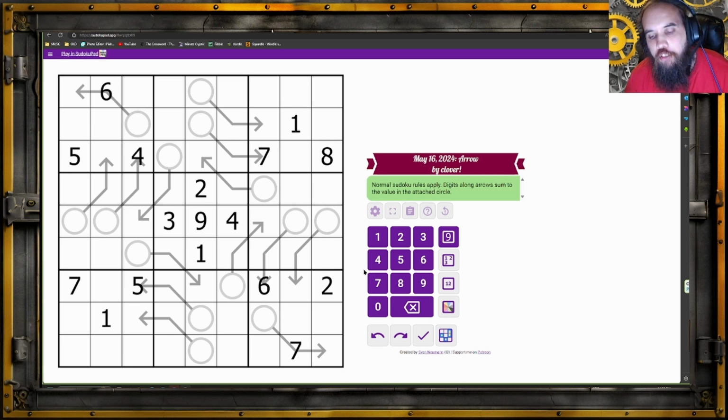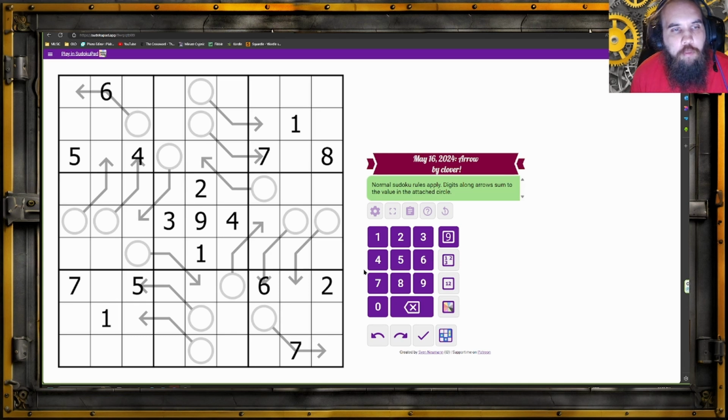I'm not as good at arrows as I am with the other stuff. Killer and arrow are the two that I kind of have the hardest time with. Killer is just a lot of math and a lot of options that are kind of difficult. So this is one that we're going to take a look at.